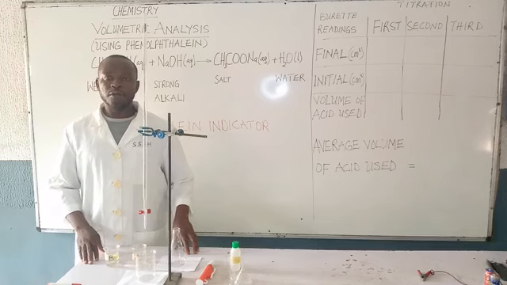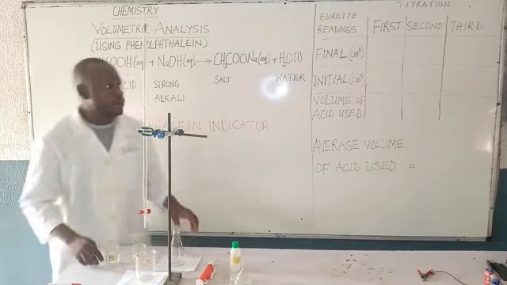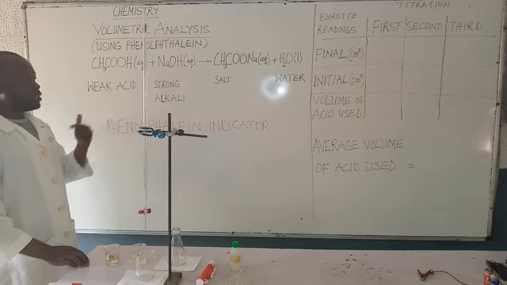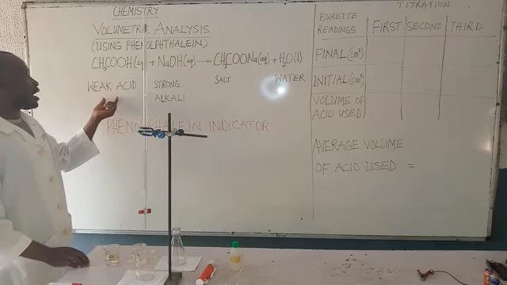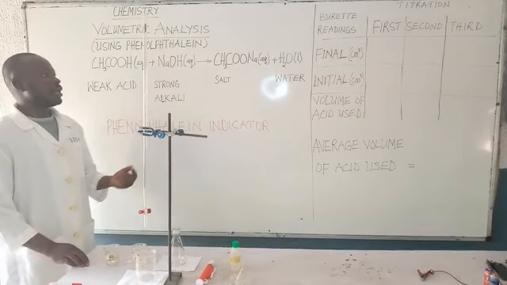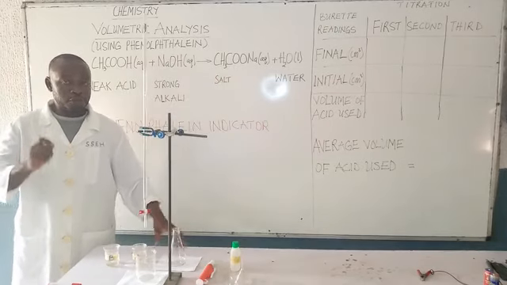In our next video, we'll carry out the actual titration. Remember, we are using phenolphthalein as the indicator, and the reason for that is that we are working with a weak acid and a strong base, a strong alkali, to produce salt and water only.